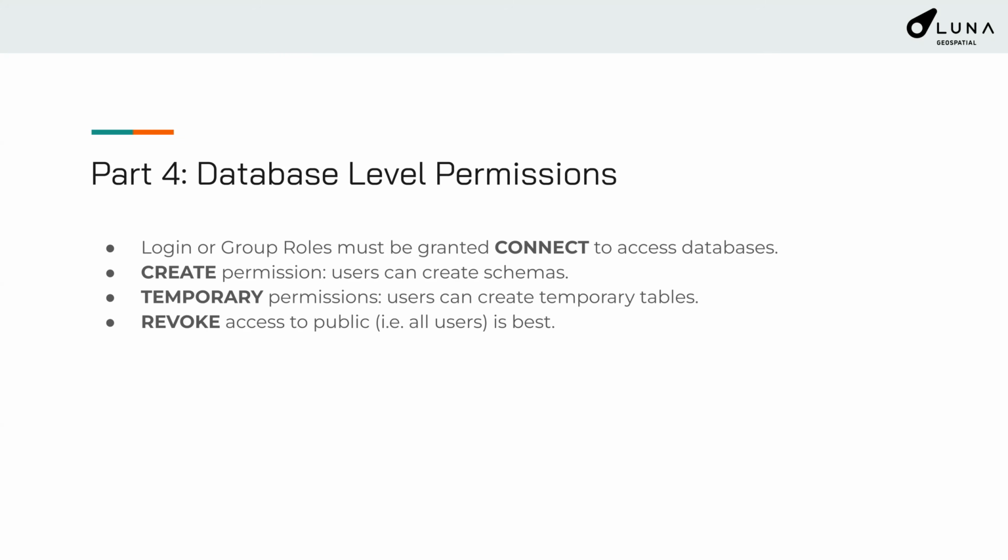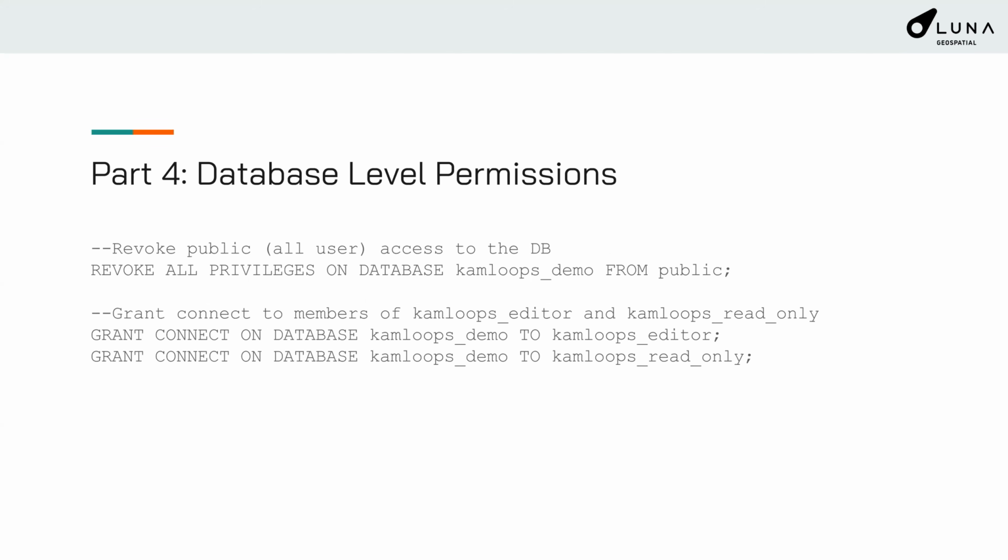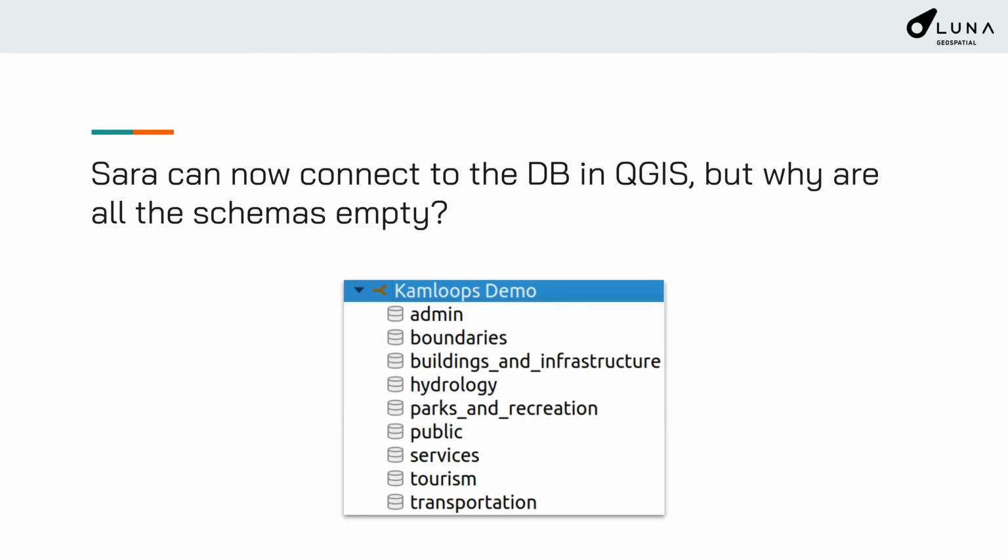We often want to revoke access to public. Public in the database context doesn't mean the public, it means any login user within the system. So typically we will revoke access to public. What I've done here is I've revoked public, and then I've granted connect not on the individual users, but on the group roles, Kamloops editor and Kamloops read only. So now Sarah can connect to the database in QGIS, but why are all the schemas empty?